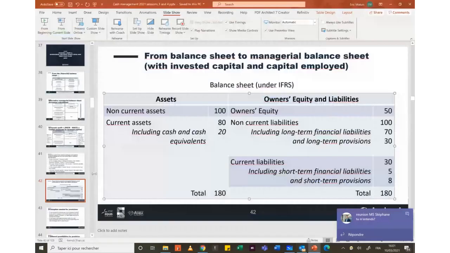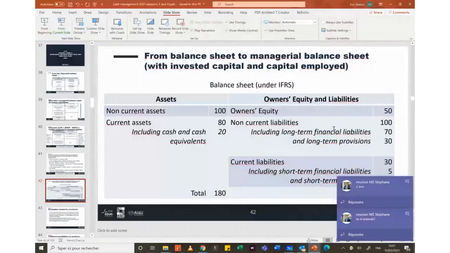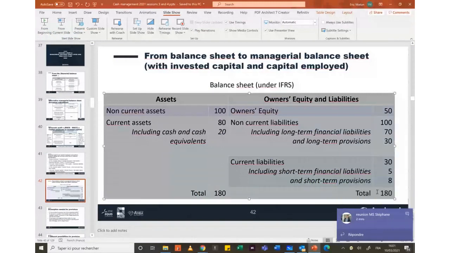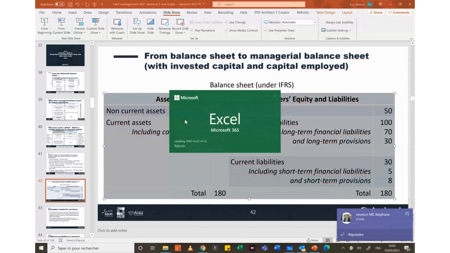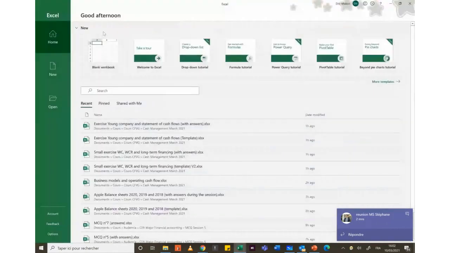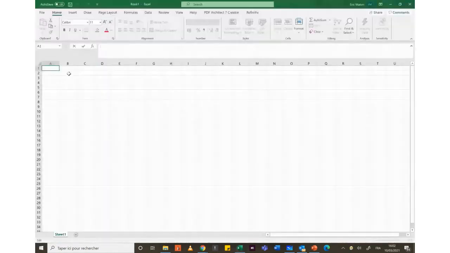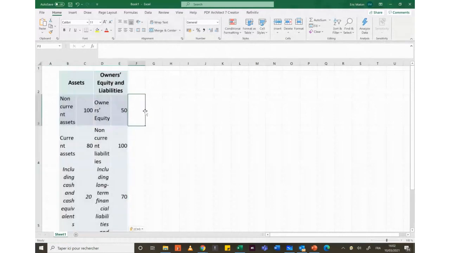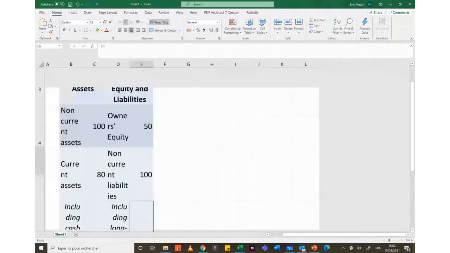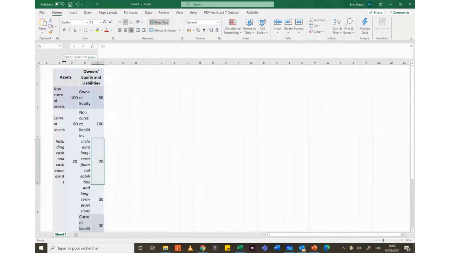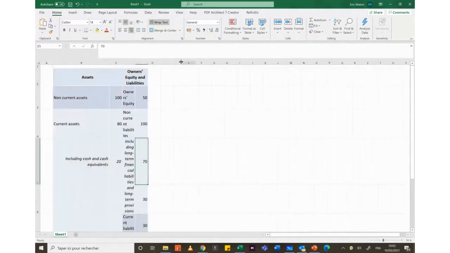So here, it's not possible to put in Excel, I think. Difficult. I didn't separate the line. No, it's not working at all. Yes, it works. We will resolve the situation in Excel. Okay.